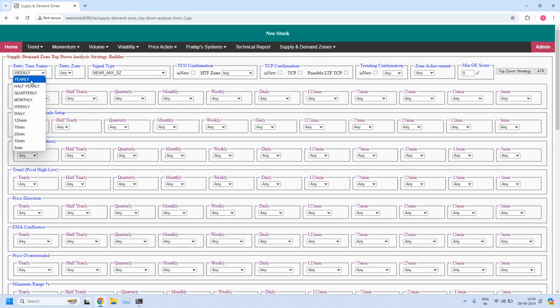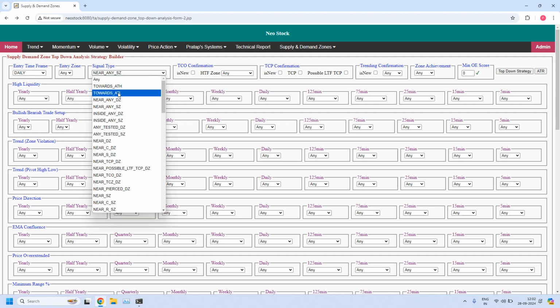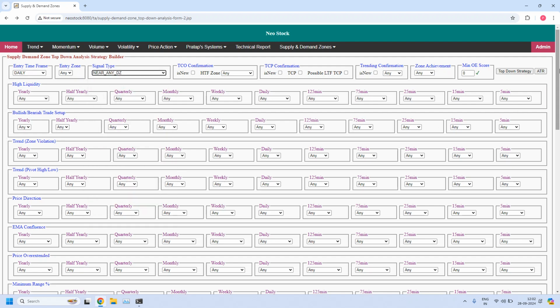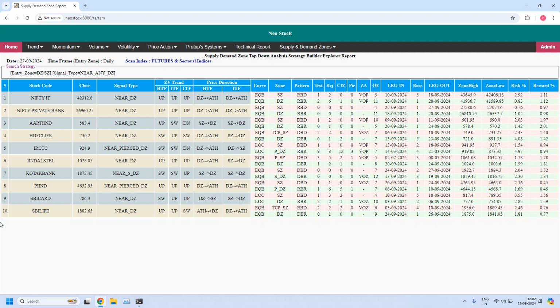Next time frame is daily. Entry time frame daily, let us find the stocks near daily demand zone. 10 stocks are filtered near to the daily demand zone. Let us identify the high liquidity daily demand zones, if any.